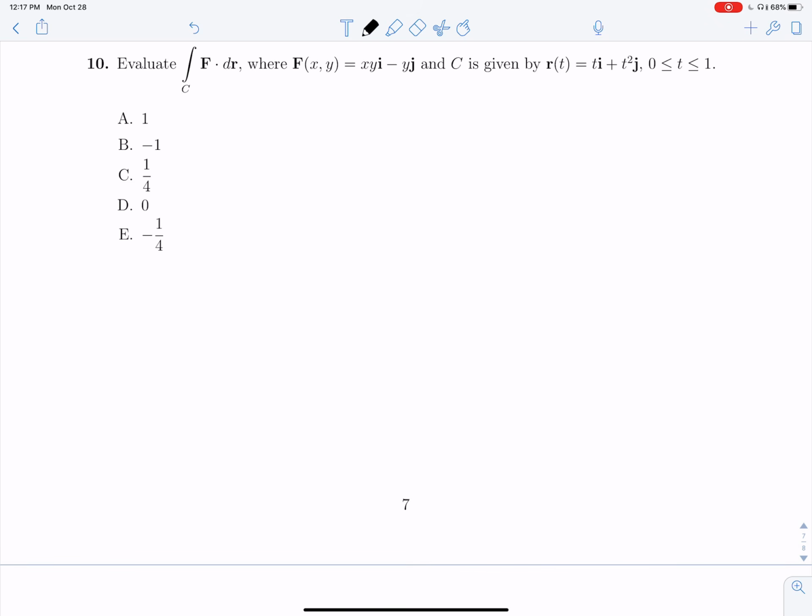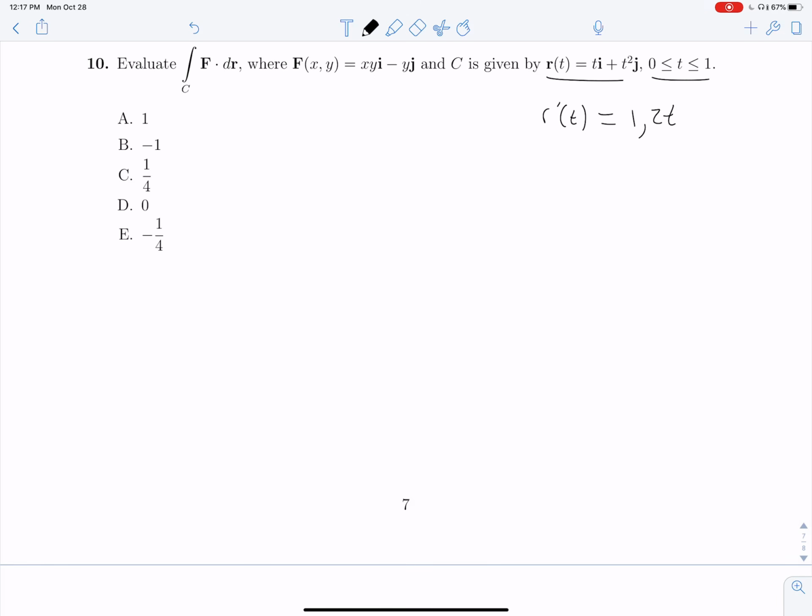Okay, we're evaluating an F dot dr. This is a type of line integral that theoretically we do not have to do on our exam. There are no vector line integrals, but it's still good to know, and it's still pretty quick and easy. So they give us our bounds for t, and they give us r. We know we're going to need r prime, so let's grab our r prime of t.